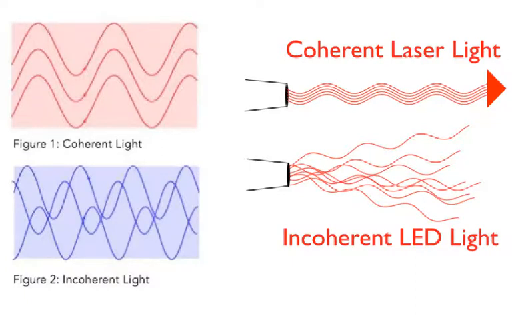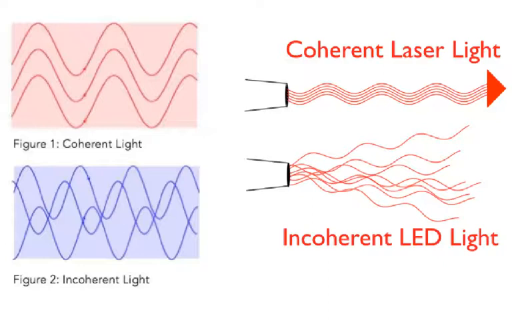So coherent light is light in which the photons are all in step. In other words, the change of the phase within the beam occurs for all the photons at the same time. So the light on the left top in pink or red, you see coherent light, and at the bottom, blue or purple, you see incoherent light.